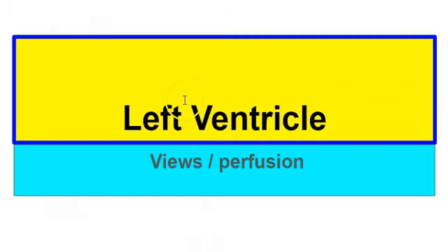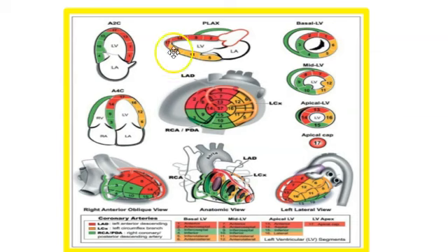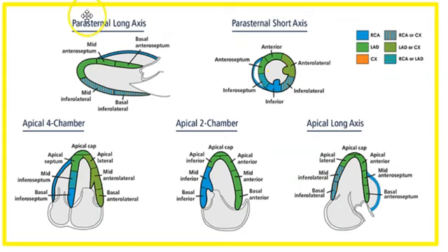So if you start just looking right at the left ventricle, we'll look at our views and what the perfusion territories are for those particular views. Again, this looks familiar. Let's go into, for example, the parasternal long axis view, parasternal short axis view, apical 4, apical 2, and apical long. And you can see that in these views, there are different colors that match to the coronary territory that is perfused based on the color.